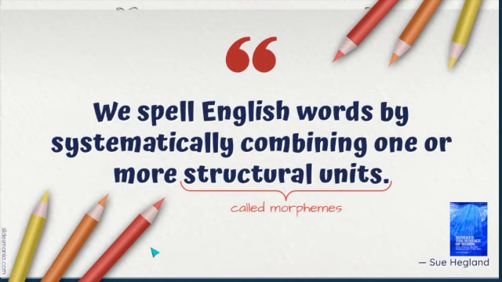She also says we spell English words by systematically combining one or more structural units. We call those structural units morphemes. But I really want to focus here on the word systematically. This has not been done in a willy-nilly sort of way or nonsensical, which is oftentimes how we dismiss different kinds of spellings in English writing. And you might have words for them in your classroom, like ghost words or tricky words. Or when someone asks you how to spell something, you just say, oh, this English language is just so crazy.